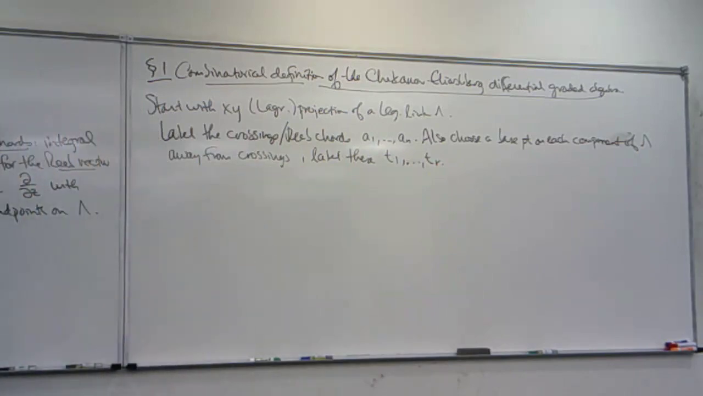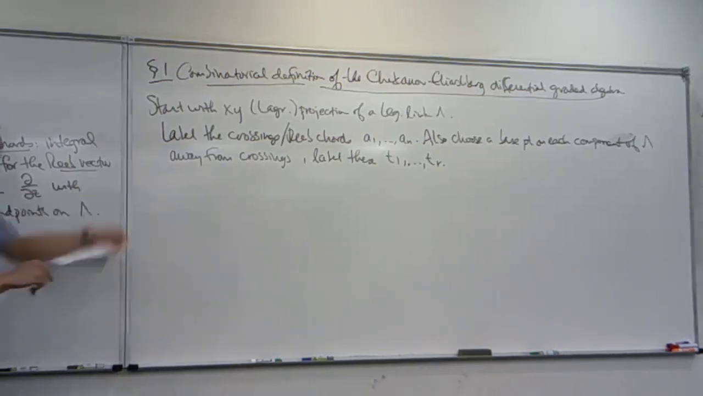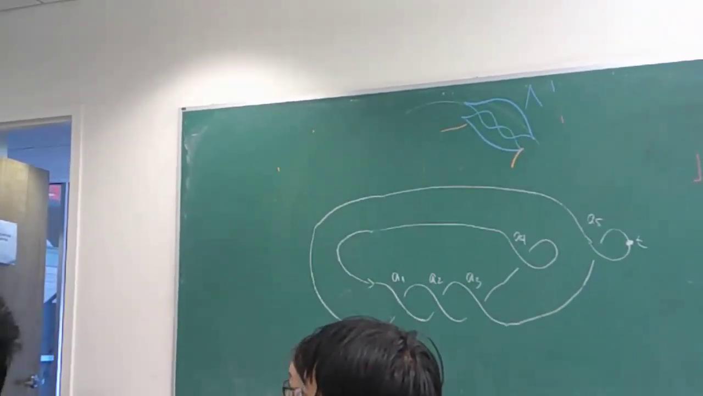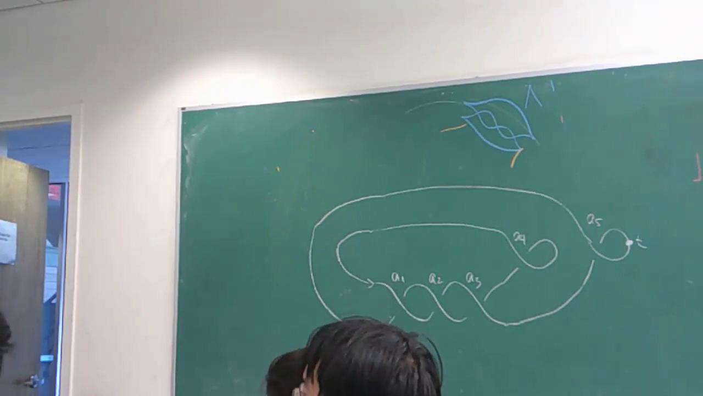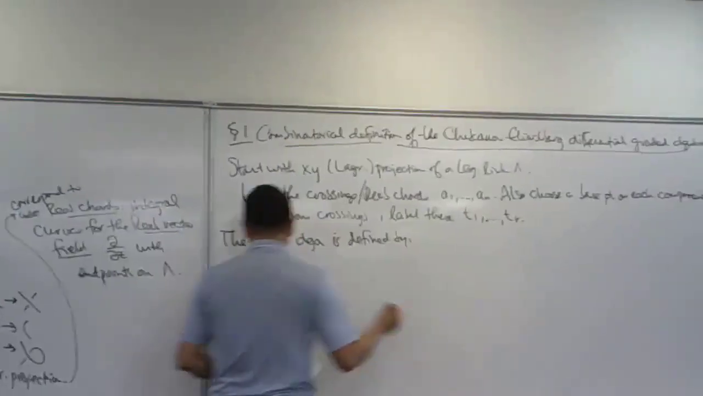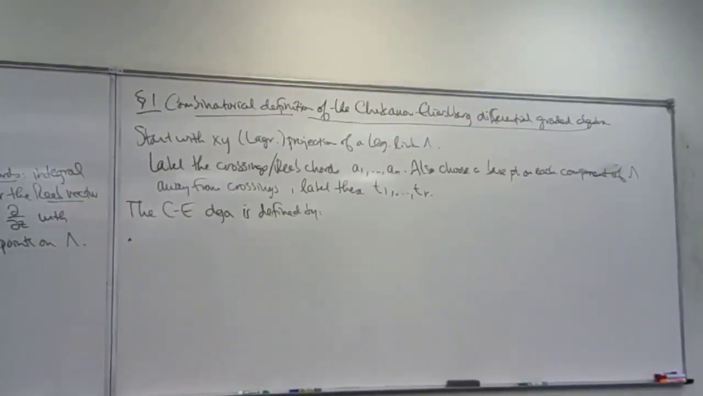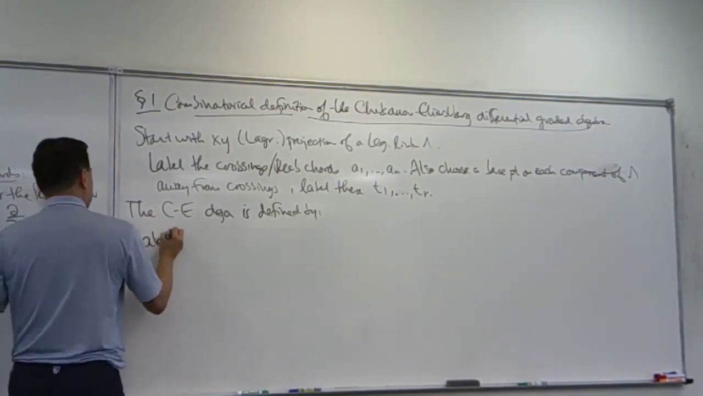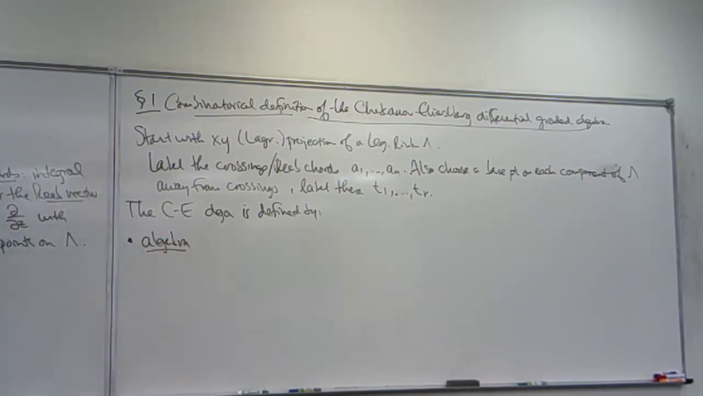I'm going to be doing this example over here as a running example. This is a case where we have 5 Reeb chords, 1 component and 1 base point, so I've suppressed the subscript on the T. There we go. The Chekanov-Eliashberg differential graded algebra is defined in 3 stages. I'm going to do it properly enough that you can do the computations yourself if you want. First I'll tell you what the algebra is, then the grading, and then the differential.